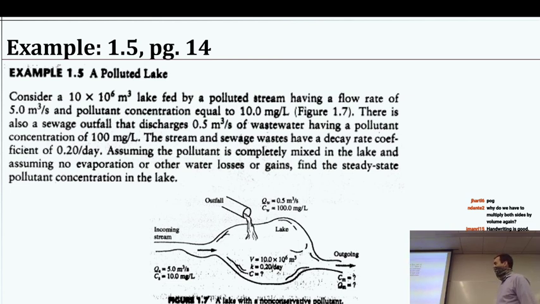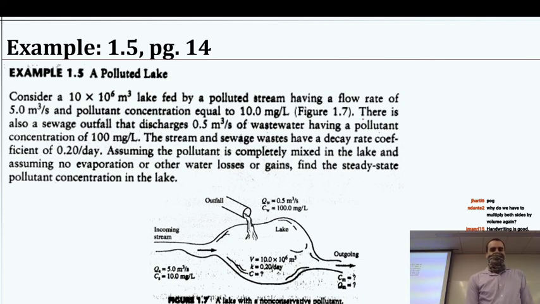And you'll notice the units there. Assuming the pollutant is completely mixed in the lake, and that's again a hint at what type of reactor we're dealing with, and assuming no evaporation or other water losses or gains, find the steady state pollution concentration in the lake.